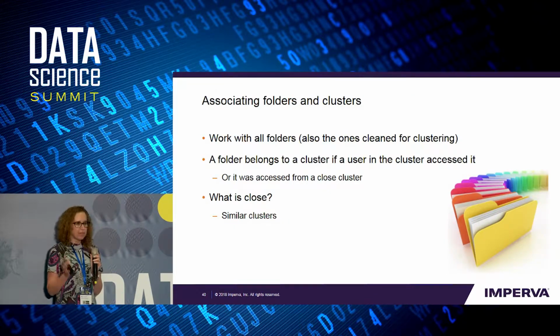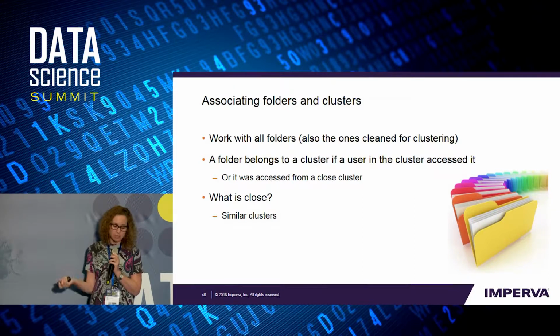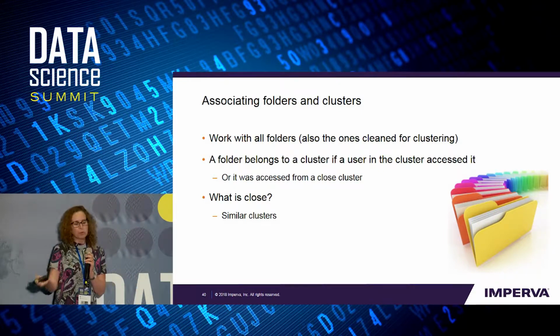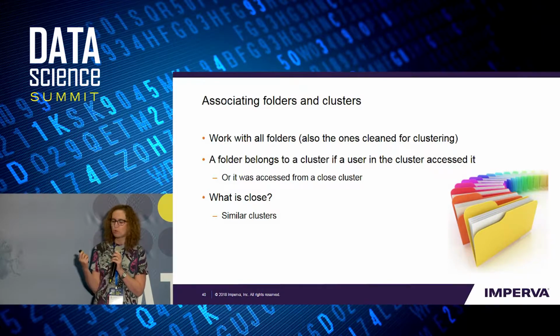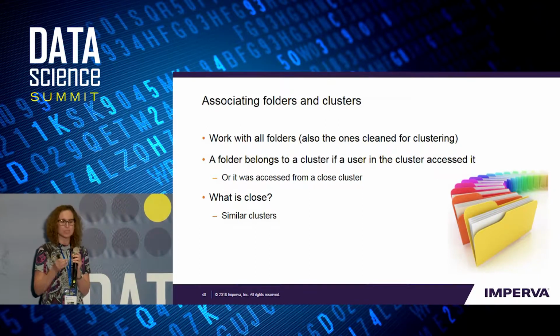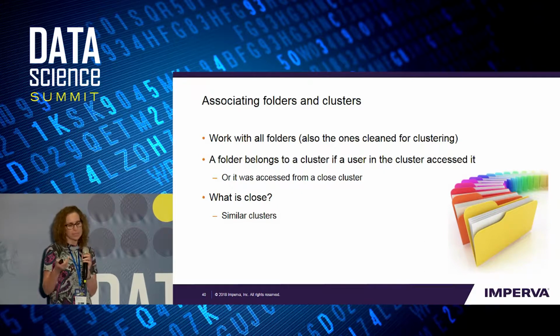So finally, we've learned the peer groups of users according to their access patterns to the folders in the organization. Next, the profiler is associating the folders to the different peer groups in the organization. So first, we return all the folders we cleaned for the clustering part of the algorithm. Next, we would say that a folder belongs to a cluster if a user from that cluster accessed the folder during the profiling window, or if it was accessed by a user from a closed cluster. I will not get into the notion of closed clusters in this presentation. However, closed clusters are just similar clusters with similar activity.